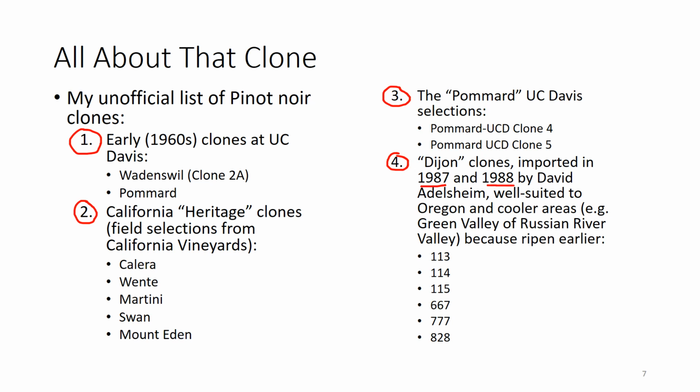And here are some of those Dijon clone numbers. Most of these were imported by David Adelsheim. The origin of some of them, like 828, is not all that well determined. But the point being, you have lots of clones of Pinot Noir, and every grower and every winery is going to work to match the right clone to the right site. So thus we talk a lot about clones when we're talking about Pinot Noir.